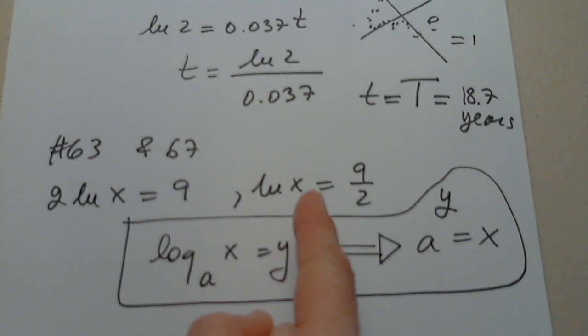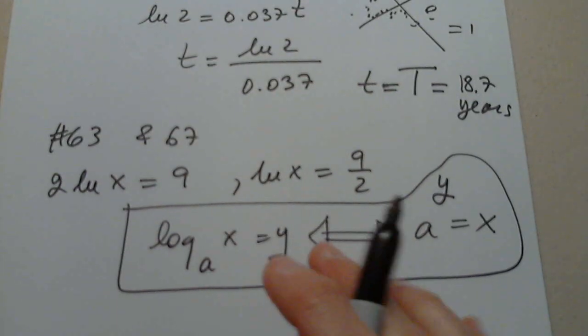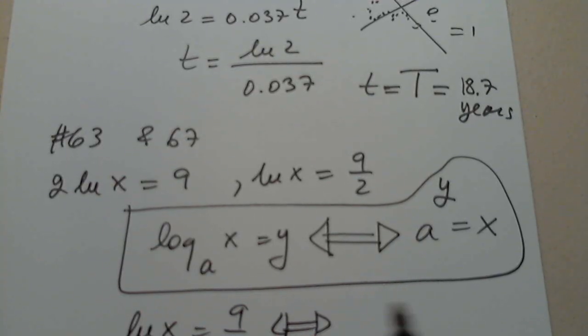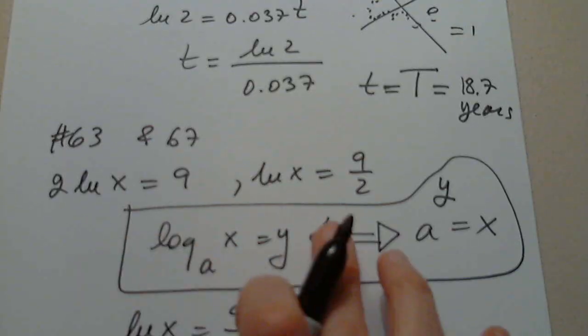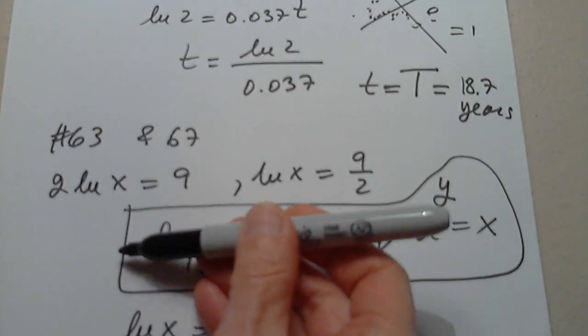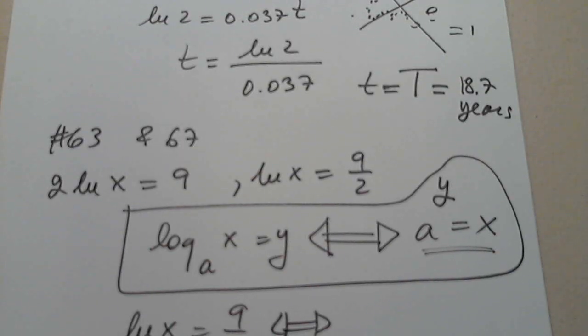I don't know how to solve that. I have to change it into this. Can anyone tell us how to change natural log x equals 9/2? This is going back and forth. It's the double equivalency symbol. From here, here, and from here, here. This is what I have. I need to change it into this, into an exponential equation. How will I do that? Anyone would like to try? The argument becomes an exponent and the base becomes the argument.